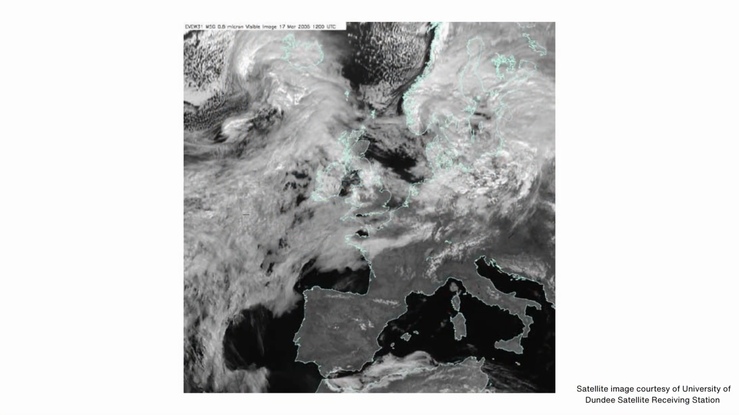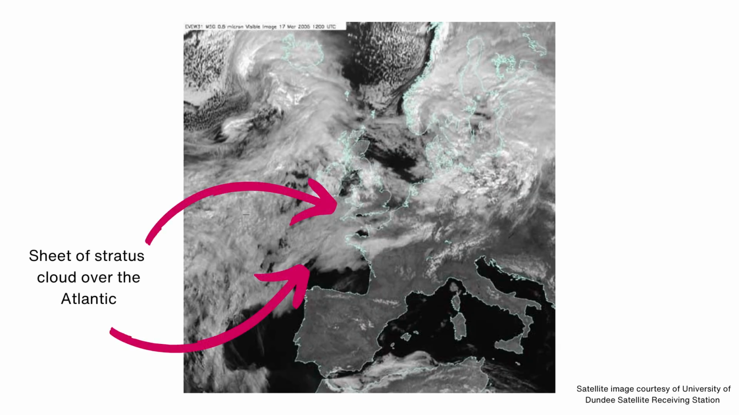Here is a typical satellite image for tropical maritime air, clearly showing the swathes of featureless stratus over the North Atlantic.